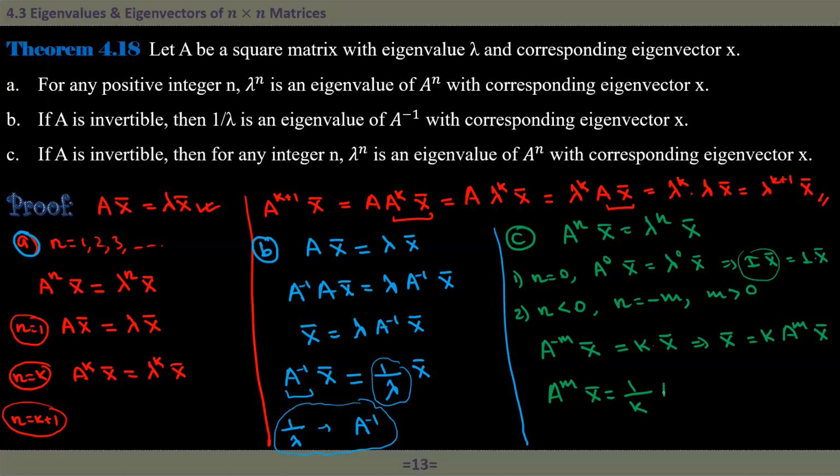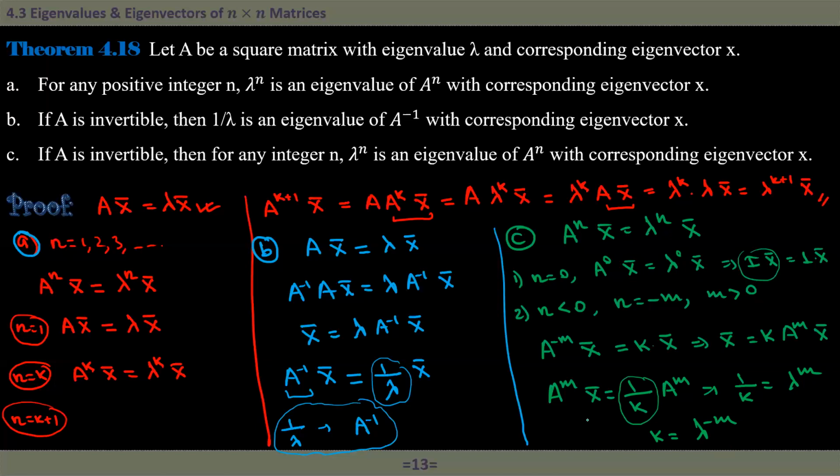And here we have A to the power m, right? So we know that m is positive. When it is positive, we have already proved in part A that if lambda is an eigenvalue of A, then the eigenvalue of A to the power n is lambda to the power n. So that means that this is an eigenvalue of A to the power of m, which means this 1 over k should be equal to lambda to the power of m, where this k, just upside down, is equal to lambda to the power of minus m, right?